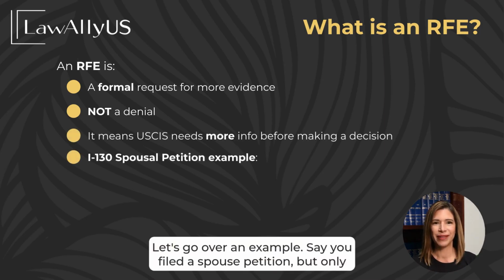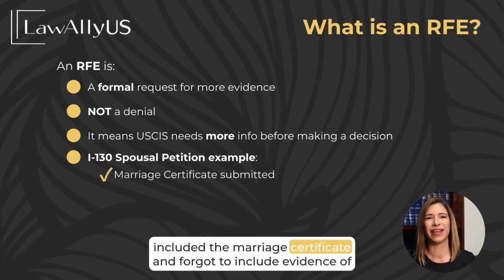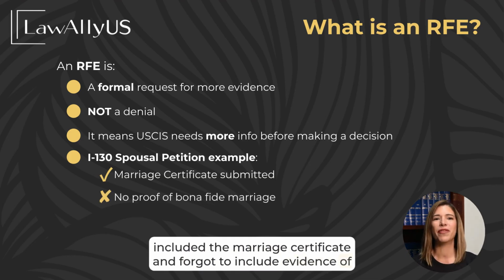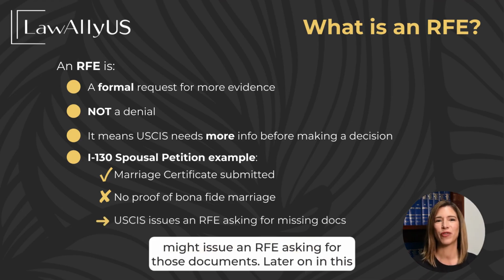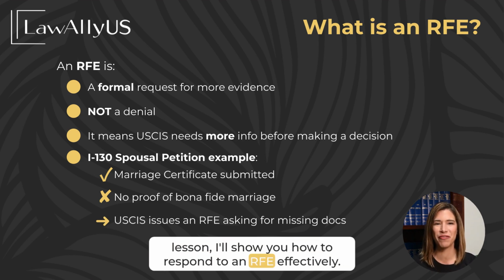Let's go over an example. Say you filed a spouse petition, but only included the marriage certificate and forgot to include evidence of a bona fide marriage, like photos or joint bank statements. USCIS might issue an RFE asking for those documents. Later on in this lesson, I'll show you how to respond to an RFE effectively.